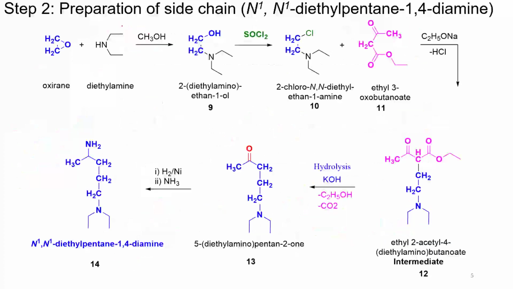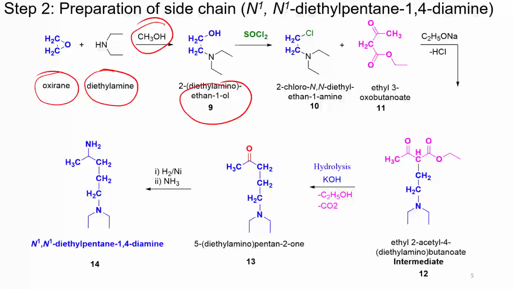In step 2 we will see the preparation of the side chain. For the preparation of the side chain, we will take oxirane and diethylamine. In the presence of methanol we get ethan-1-ol, which is compound number 9, and when we add SOCl2 to that compound, the OH is replaced by Cl and we get the chloro derivative of ethanamide.